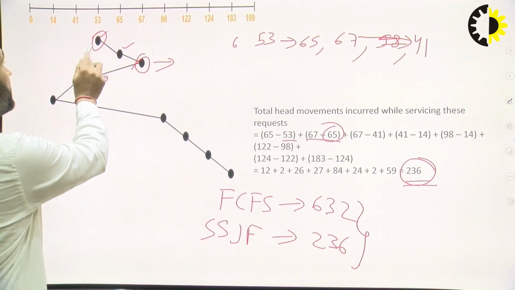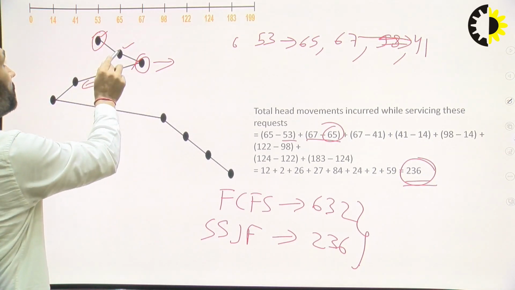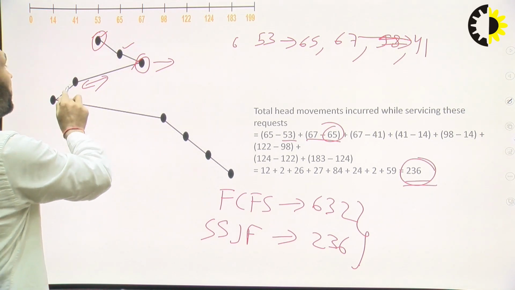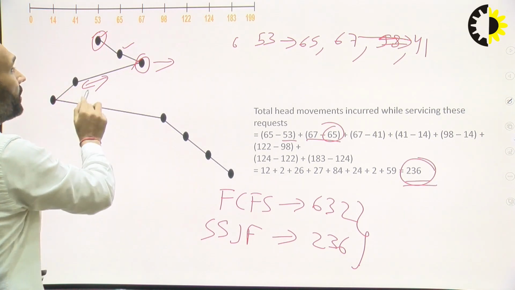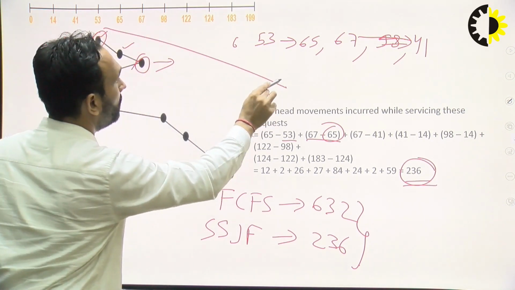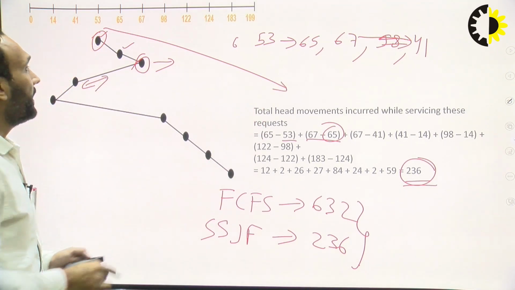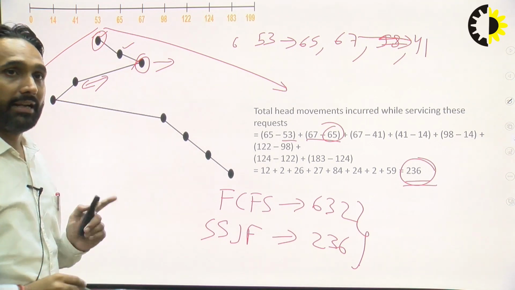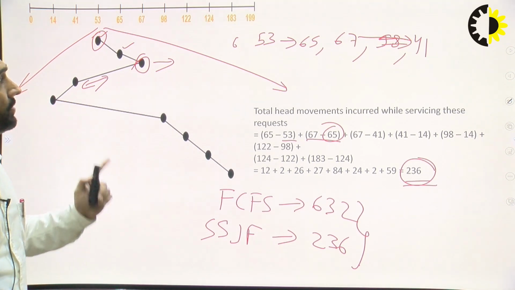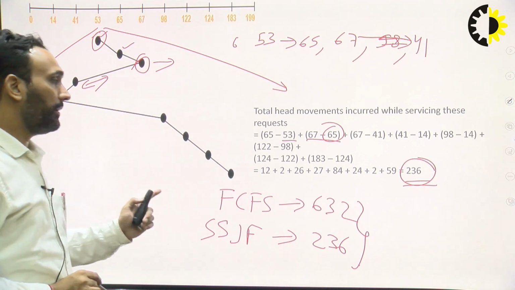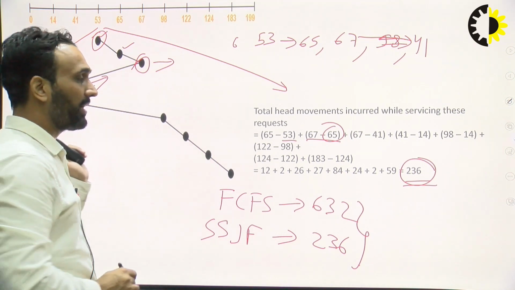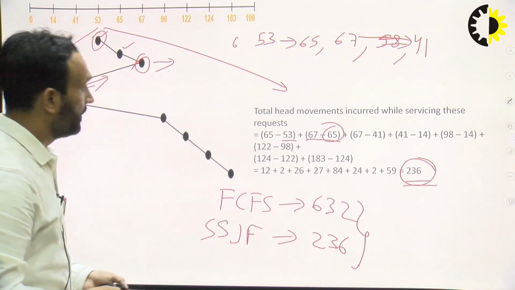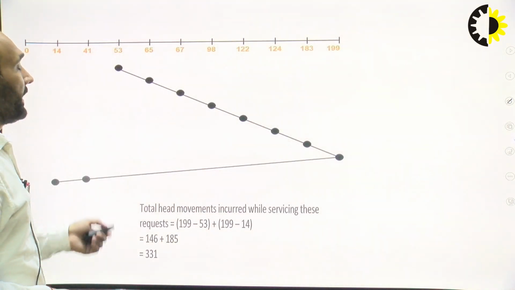In this method, as we see, first it will go from 53 to 65, 67 and then it will move to 41. In this method either it will go to the right side or to the left side. Once it covers the last location on the disk, it will come back to the other end. Now take the example.